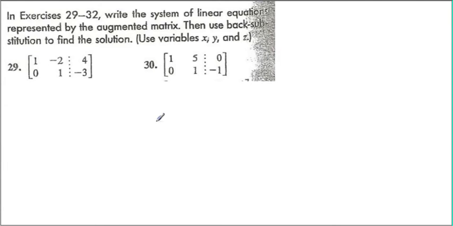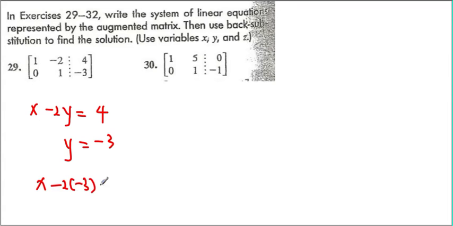Alright, so write the system of linear equations here, then use it to find the solution. Here we get x minus 2y equals 4, and here y equals negative 3. Since y equals negative 3, plugging into here, we get x minus 2 times negative 3 equals 4. Then x will be equal to negative 2. So that's how we can get it.